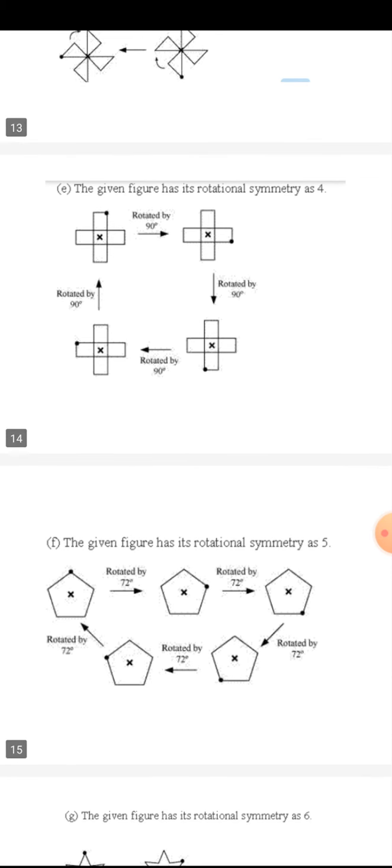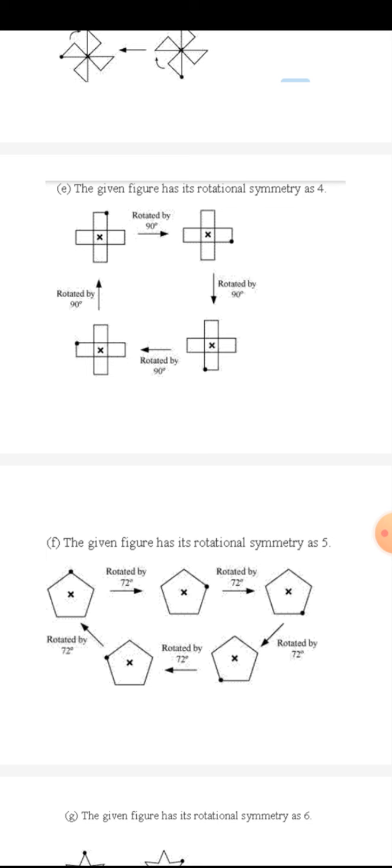Then come to this figure, that is, it is a regular pentagon. So how do you know it is rotated to 72 degree? It's very simple. Regular pentagon, it has how many sides? 5 sides. Am I right? 360 by 5. What is that? 72 degree. So if you are rotating 72 degree, it looks like same. Am I right dear? Then again rotate to 72 degree.